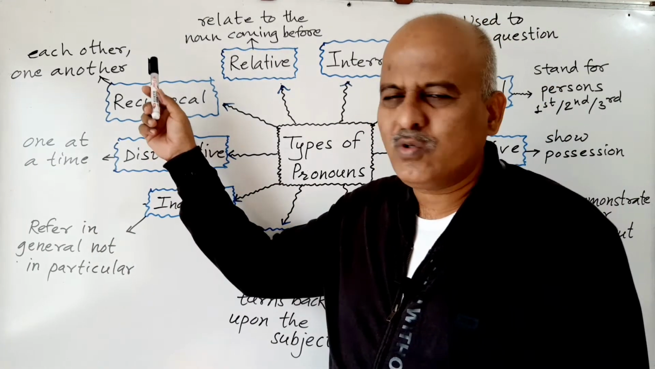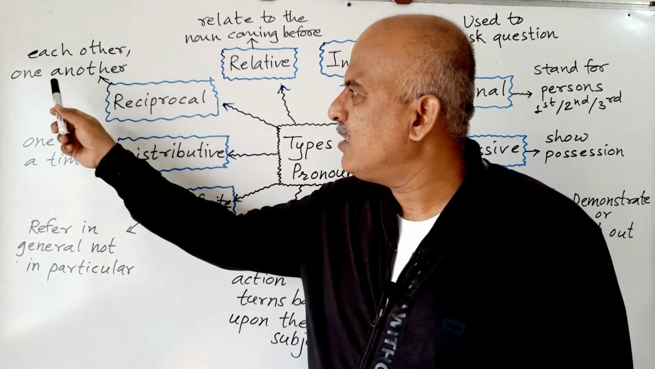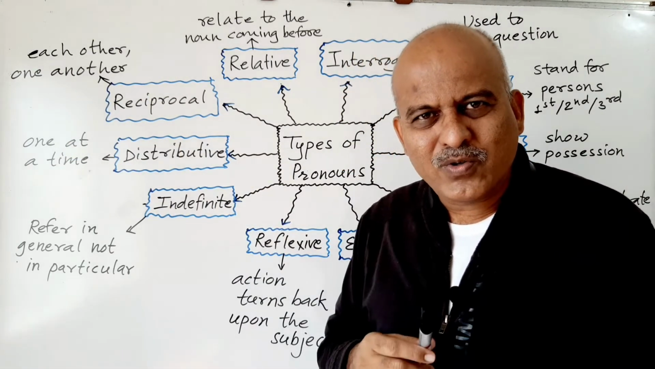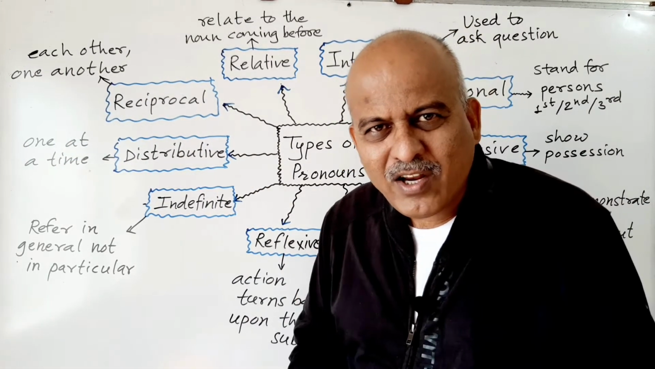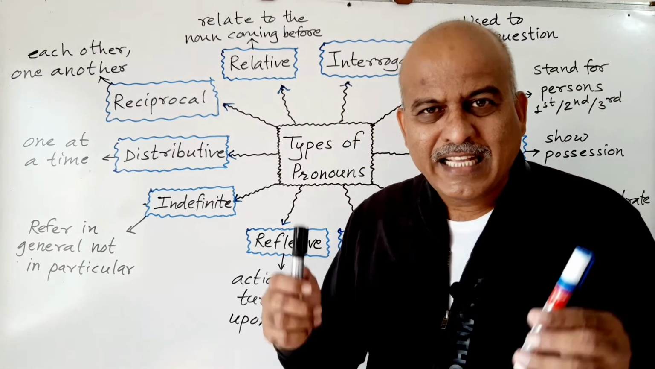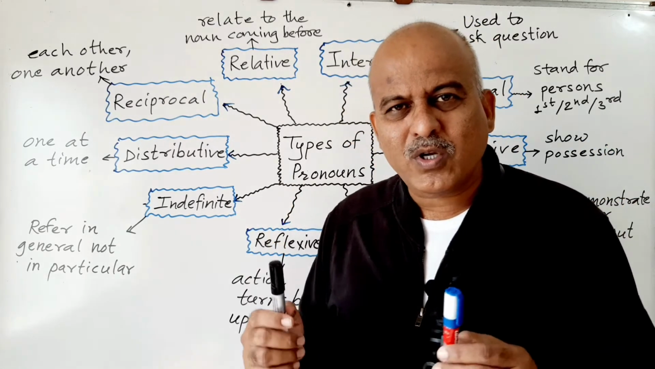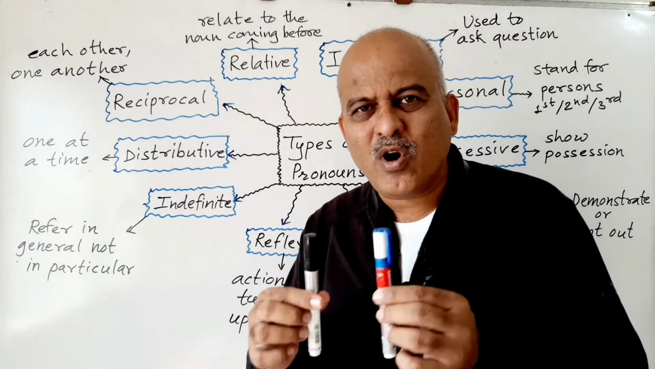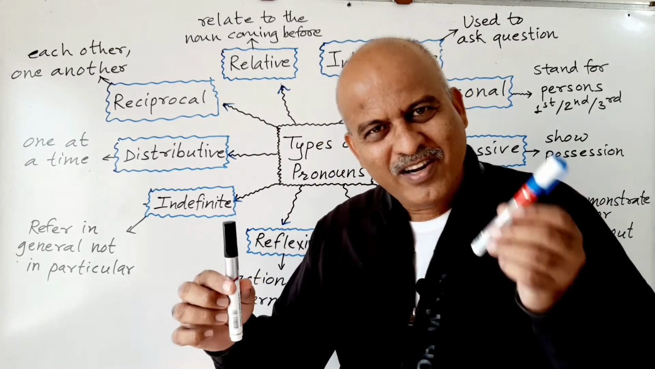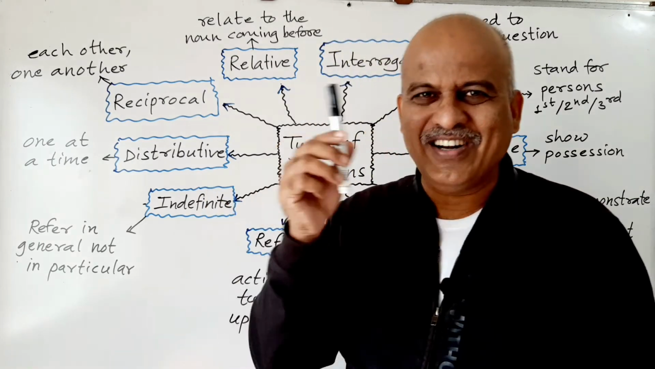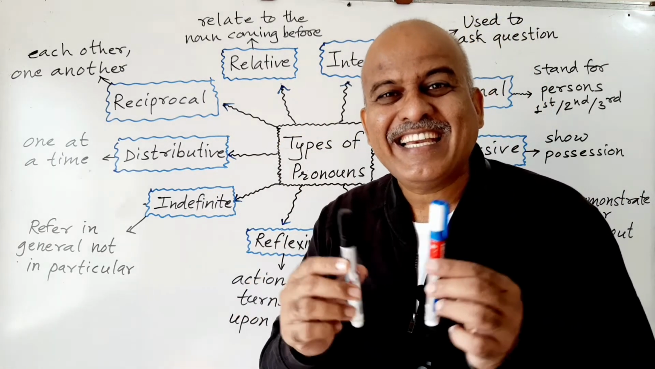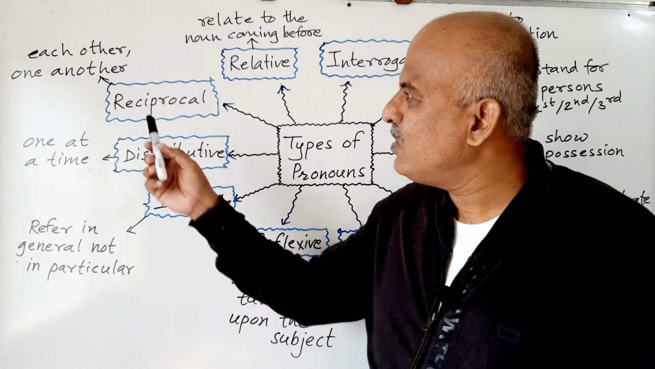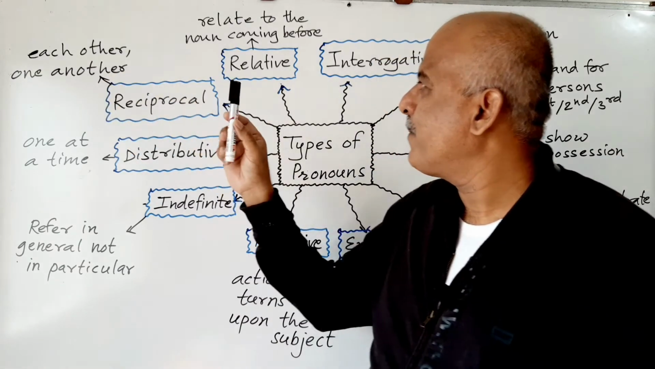Reciprocal pronouns. There are only two pronouns: each other, one another. How they are used and why they are called reciprocal pronouns. They are called reciprocal pronouns because they reciprocate each other. Ganesh and Ramesh quarreled with each other. Ganesh quarreled with Ramesh and Ramesh quarreled with Ganesh. They reciprocate. That's why those are called reciprocal pronouns.